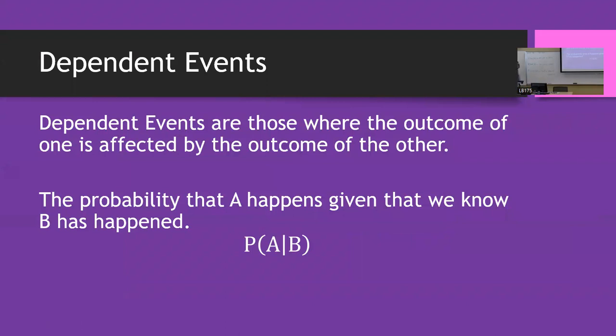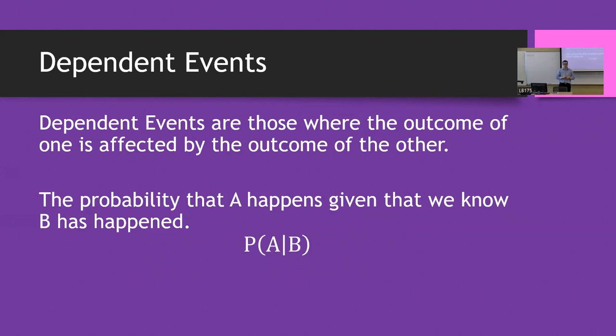Remember that dependent events are events where the outcome of one is affected by the outcome of the other. Because the outcome of one is affected by the outcome of another, we're going to have some special notation for dependent events. The notation is going to be probability of A vertical slash B. This is the probability that A happens, given that B has already happened.